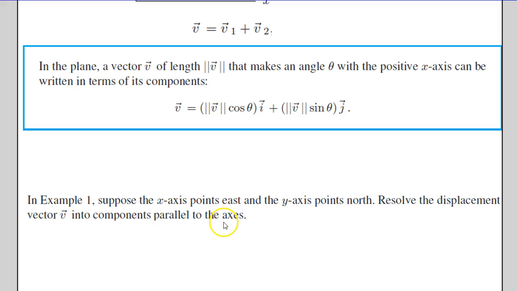So in our particular example, suppose we had x-axis pointing east and y-axis pointing north. How could we resolve the displacement vector into these component parallel vectors? Remember, it was pointing east 3 and 5, so that's how we would do that. But we don't have time to do this, so let's move on.